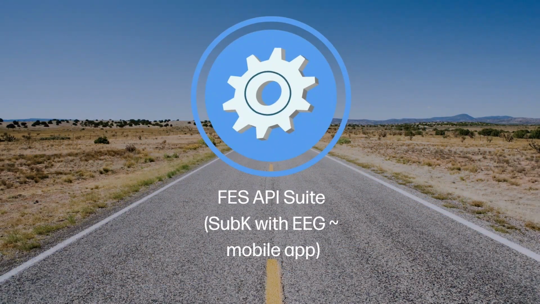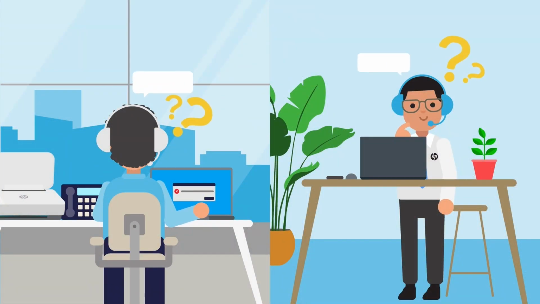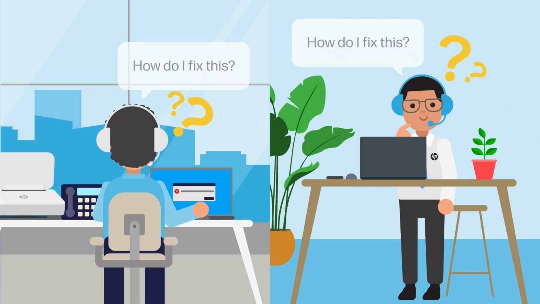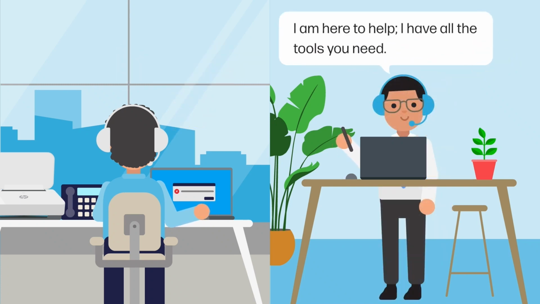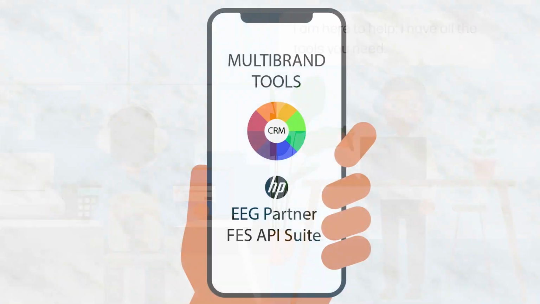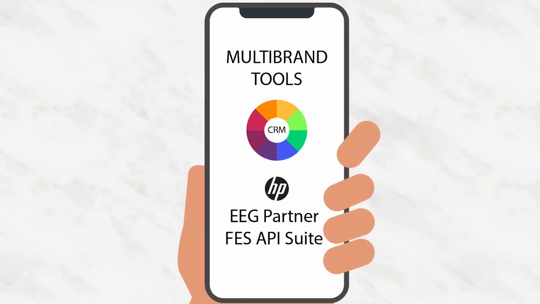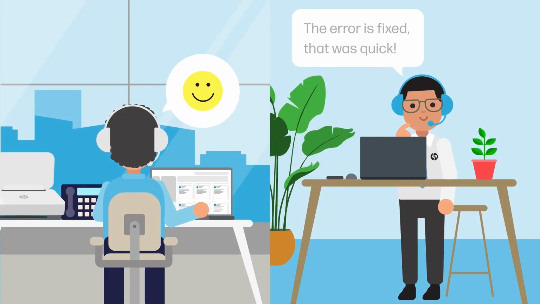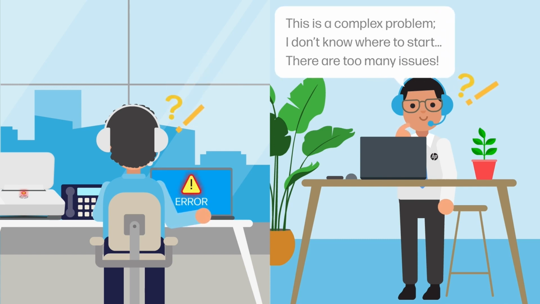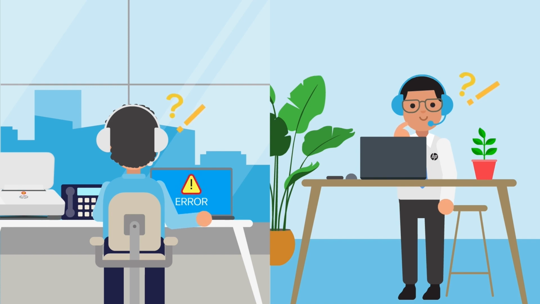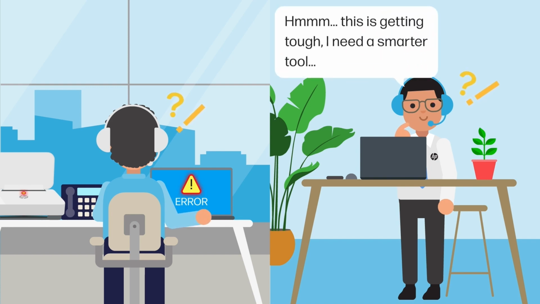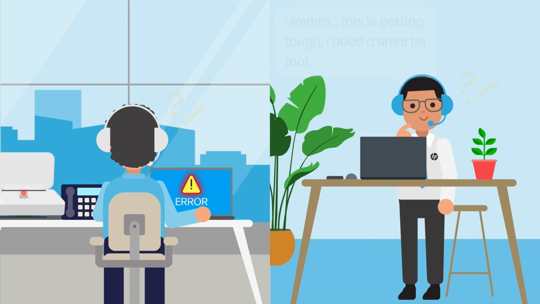When a customer needs help with their device, service technicians need access to tools at their fingertips. Finding a solution can be efficient and easy, but some issues are very complex, and more information is needed to solve the device problem. The FES API Suite can integrate with partners' existing mobile applications, pulling in more information and tools. This gives service technicians what they need to succeed and find quick solutions.